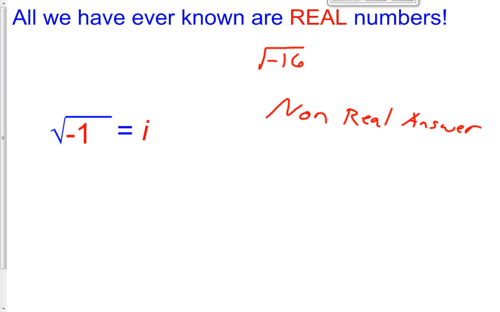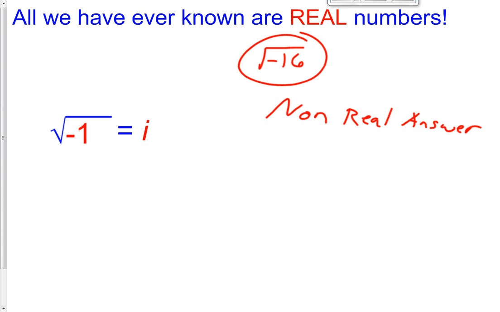The reason why there's no real answer for this is because there's no number that you can square and get a negative 16. Because a positive times a positive is a positive, and a negative times a negative is a positive. So there's no one single number that you can square and get a negative 16. So to take the square root of a negative 16, you can't do it and get a real solution. But there is such a thing as a non-real answer.